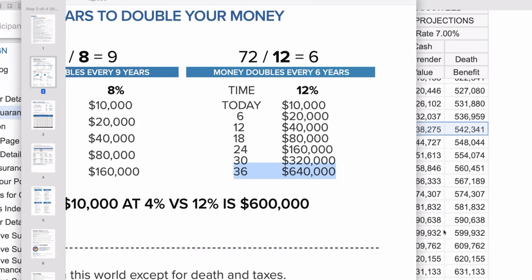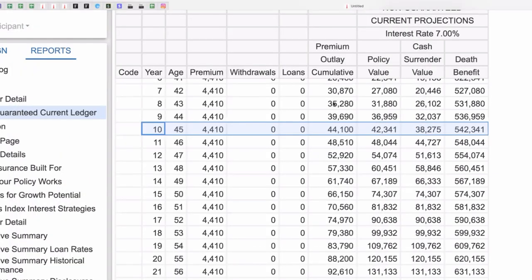This is why if you're on here and you don't have an IUL, you're losing time. I want you to think about that. You're losing time. Time value of money. Time is against you in that. Okay. Let's go back in here now.